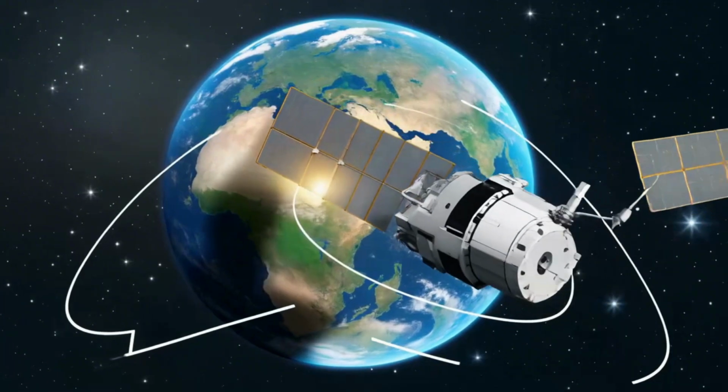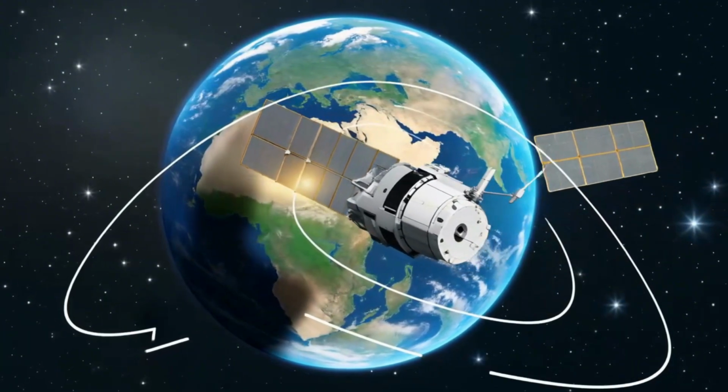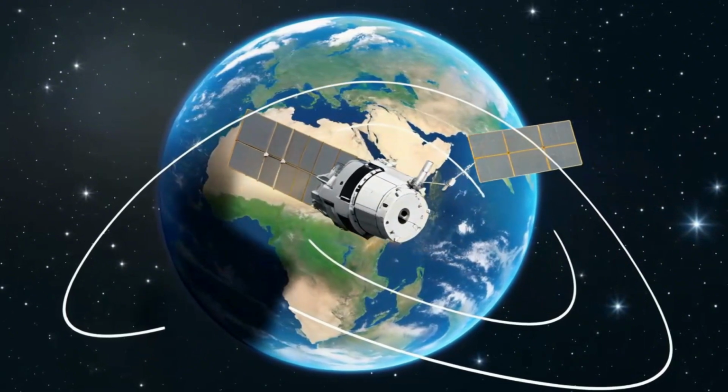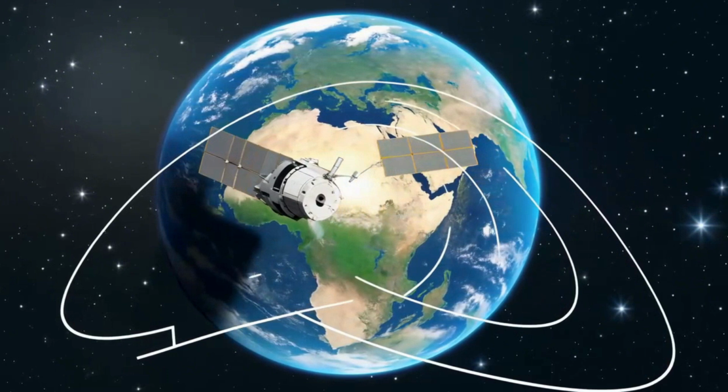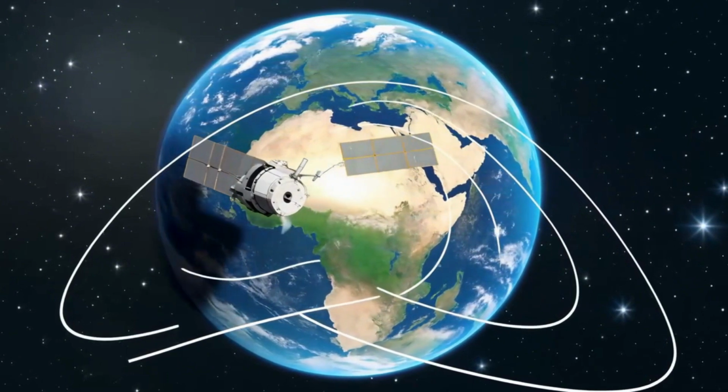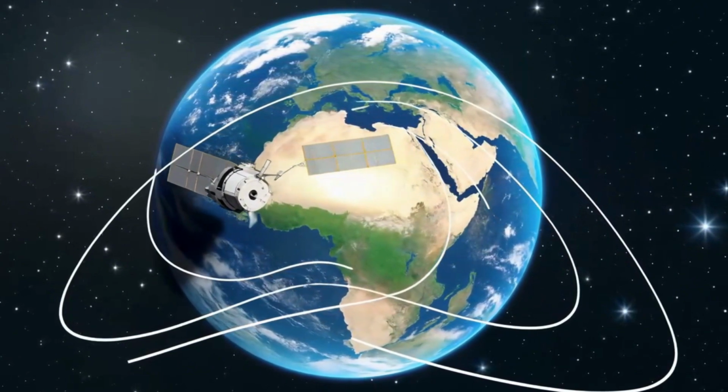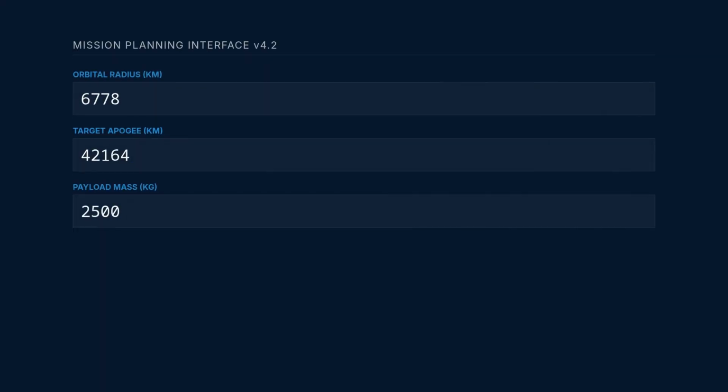Let's work through an example transferring from low Earth orbit to geostationary orbit. I'll enter 6778 kilometers for initial orbit radius, 42164 kilometers for final orbit radius, and 2500 kilograms for spacecraft mass. After clicking Calculate Transfer Parameters, we get comprehensive results.